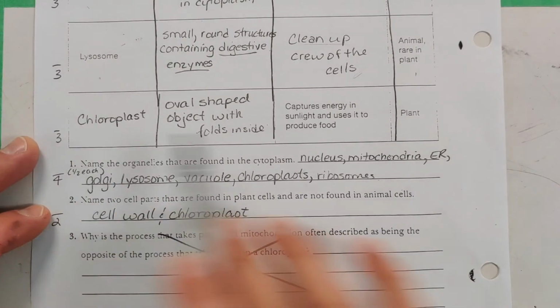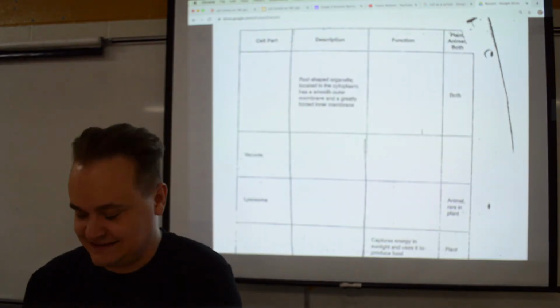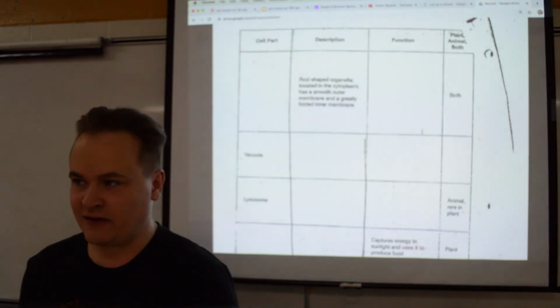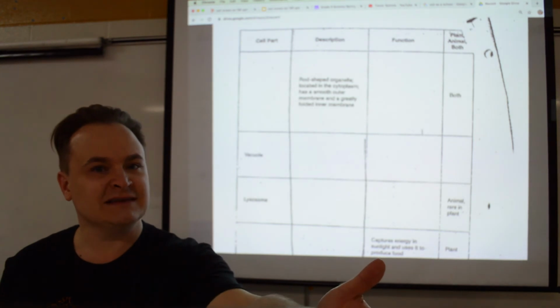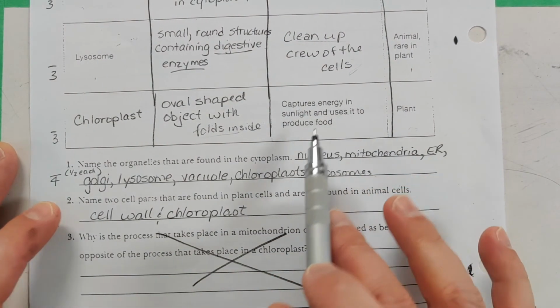And chloroplast, only found in a plant, oval shape with folds inside. I call it the pancakes inside. It's normally green if you have a color diagram, hence why plants are green, because they have tons of chloroplast in them. Captures energy from sun and uses it to make food.